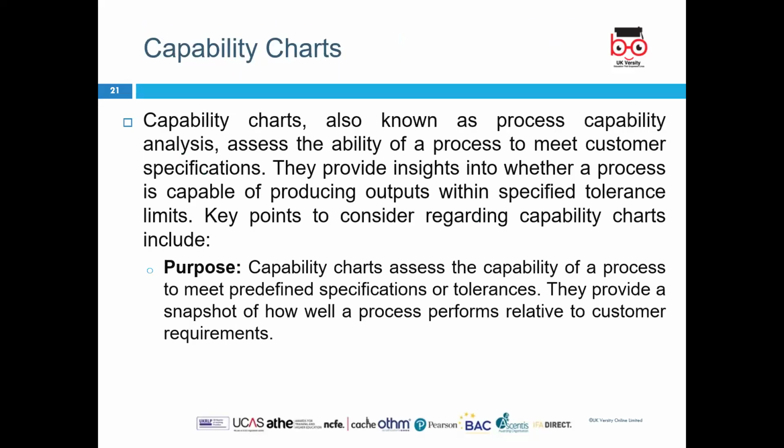Then the capability charts, which are also known as process capability analysis. They assess the ability of a process to meet the customer specification. They basically provide insights into whether a process is capable of producing output within specified tolerance limits. Key points to consider regarding capability charts include that the process should meet predefined specifications or tolerances. They provide a snapshot of how well a process performs relative to customer requirements.